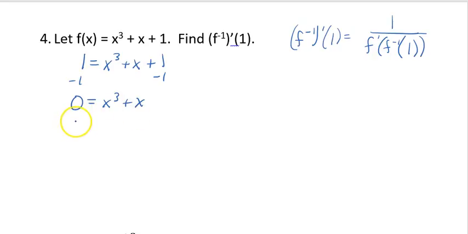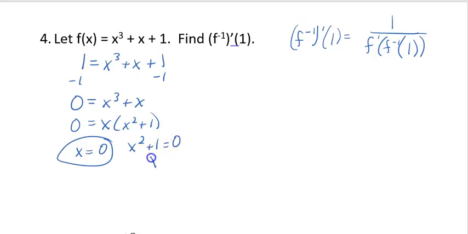And then if I factor out an x, I get x times x squared plus 1. So I can set those equal to 0. So either x equals 0, or I get x is the square root of negative 1, which is an i, and we don't deal with i's in this class.